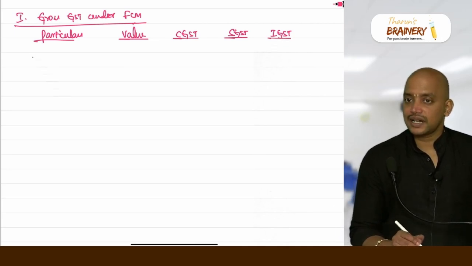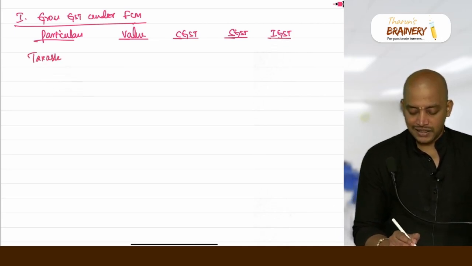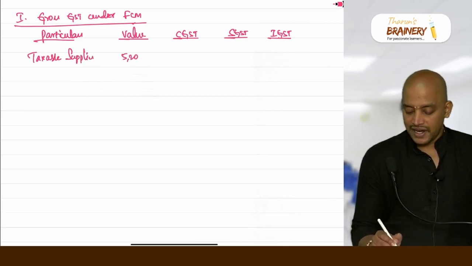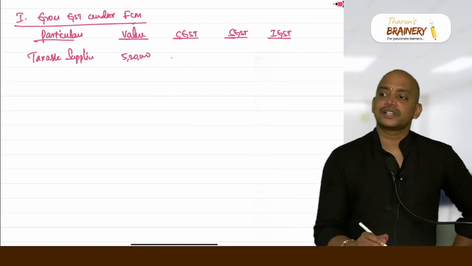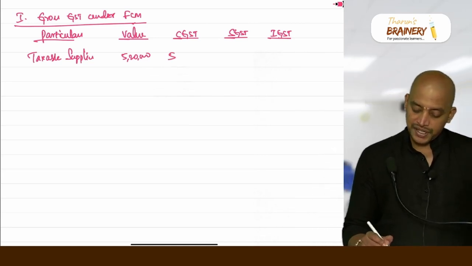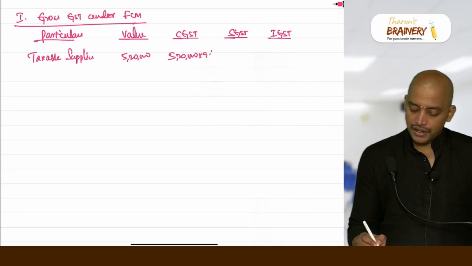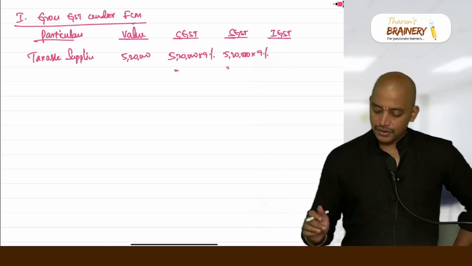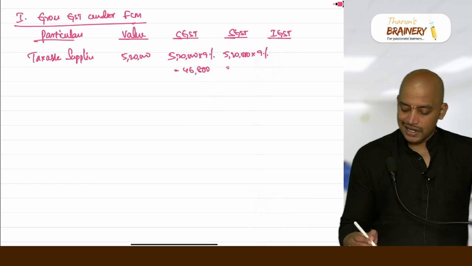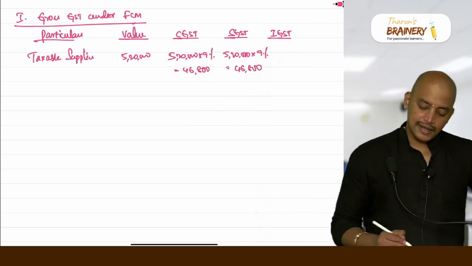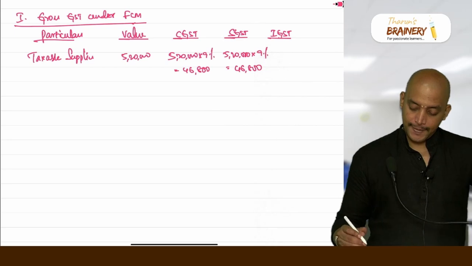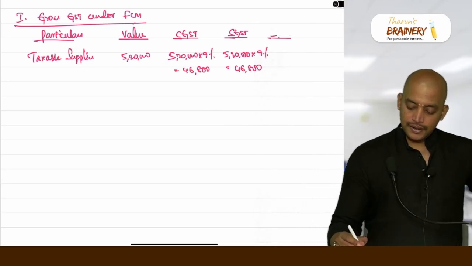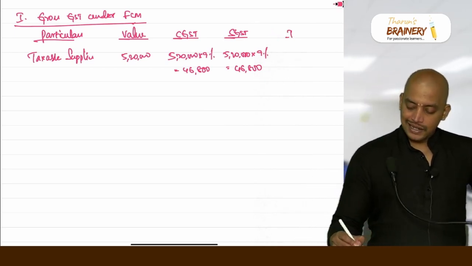First, what is that? Intrastate taxable supplies, correct? So taxable supplies, what is the value? 5 lakh 20,000. Intrastate means CGST, SGST. What is the rate of GST given? 9%. So 5 lakh 20,000 into 9%, that comes to 46,800. Then next, IGST.